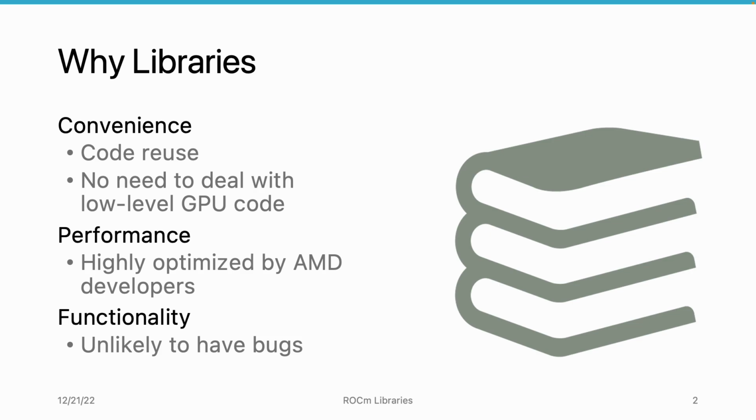It's highly optimized by AMD developers, and AMD has full-time developers to optimize the performance for commonly used algorithms like matrix-to-matrix multiplication. And after all, the functionality is reasonable. It's very unlikely that these first-party libraries have bugs.